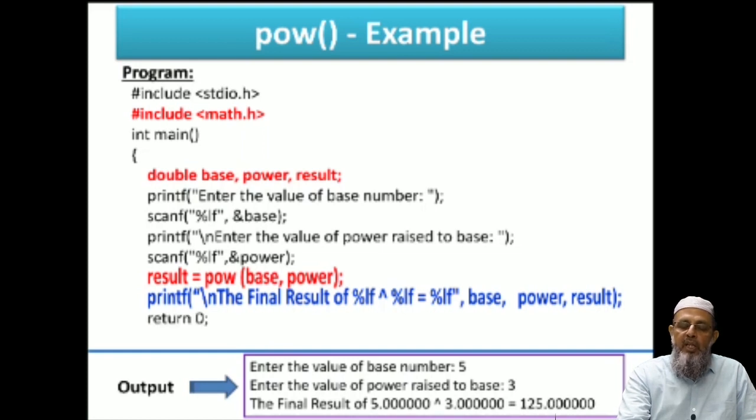Now the program will end here. It will return no value. Our main function does not return any value to other functions. That's why we have used return 0.